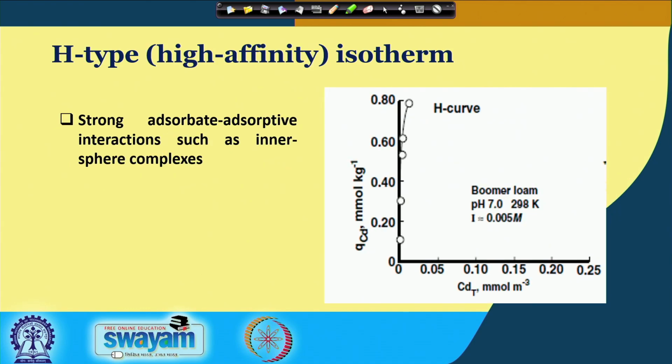isotherm. The third one is called the H type, or high affinity isotherm. This H type isotherm shows strong adsorptive interaction, such as inner sphere complex. We know that an inner sphere complex is highly stable and there is a strong bond. Here you can see that with the smallest increase in adsorptive concentration, or in other words the smallest increase in concentration of a particular ionic species, there is a steep increase of adsorption, and this shows the strong adsorbate-adsorptive interaction, the high affinity of the inner sphere complexes.